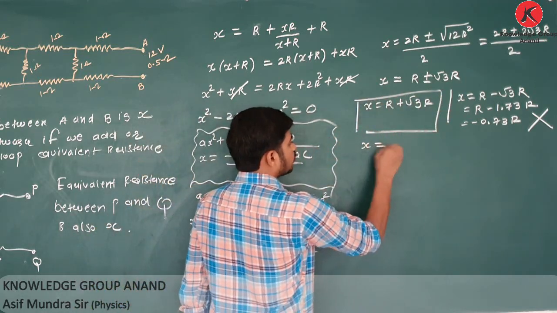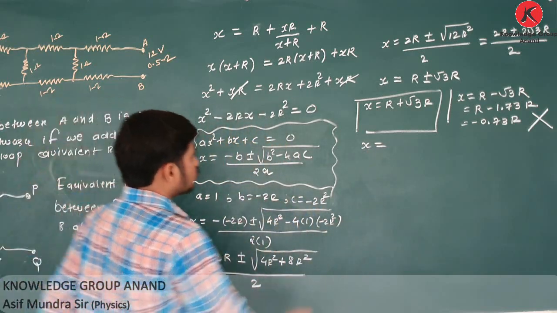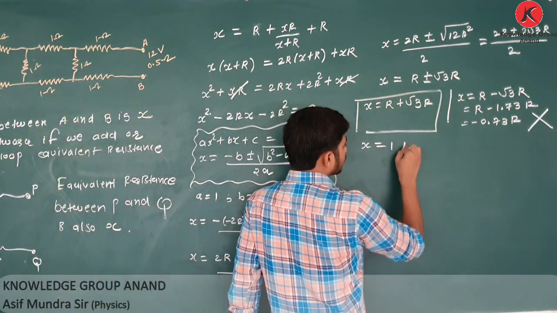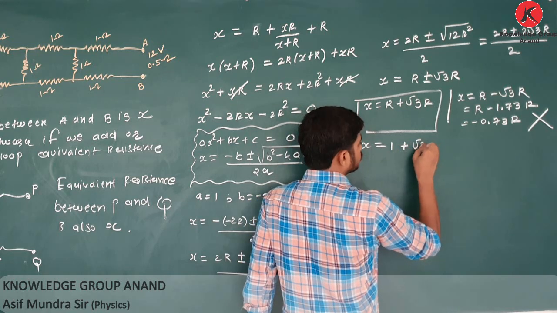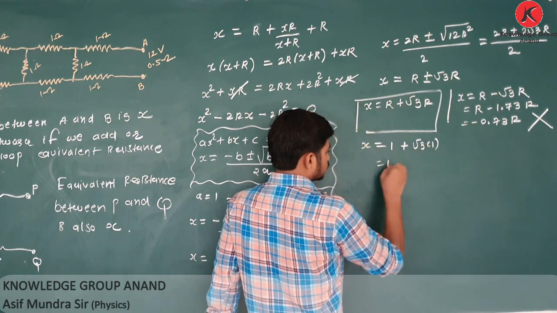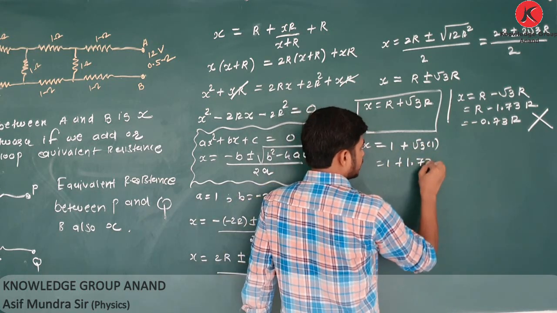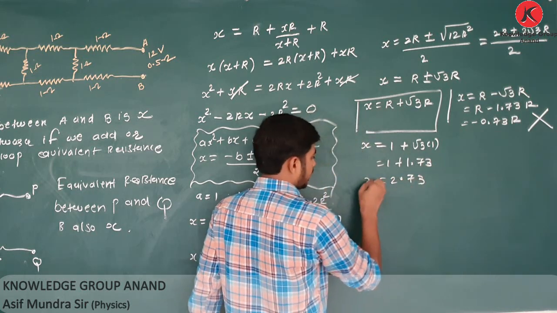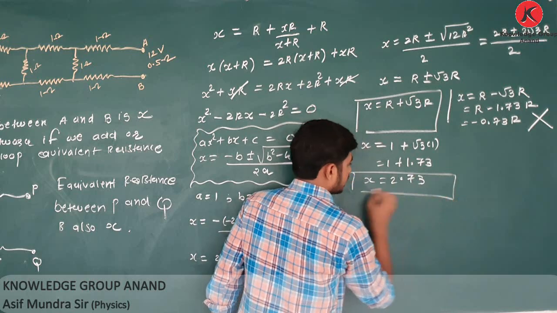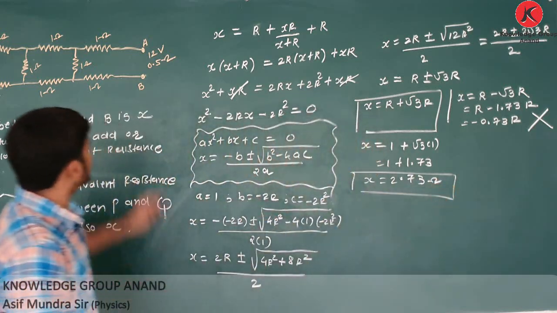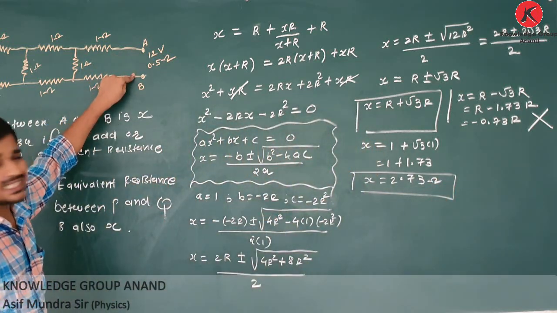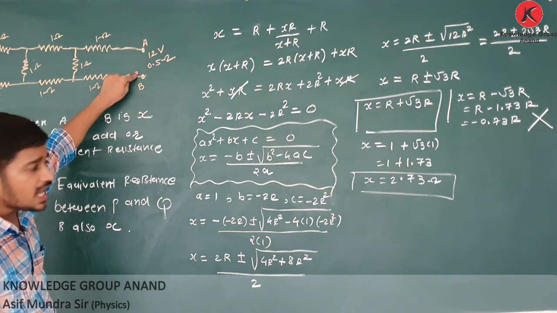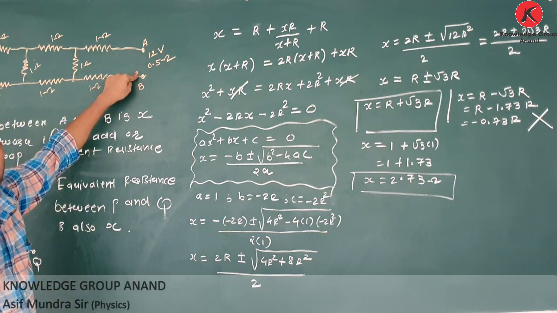Now x is equal to, what is the value of r here? It is 1 ohm. Then it is 1 plus root 3 into 1, so it is 1 plus 1.73, so here it is 2.73 ohm. Okay, clear about this? So what is the equivalent resistance between A and B? Yes, it is 2.73 ohm.